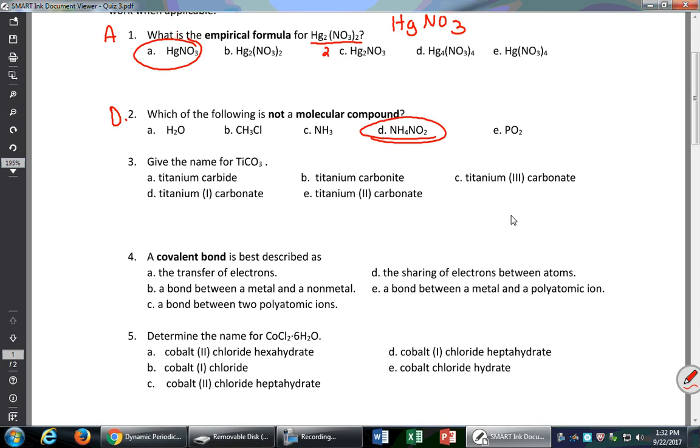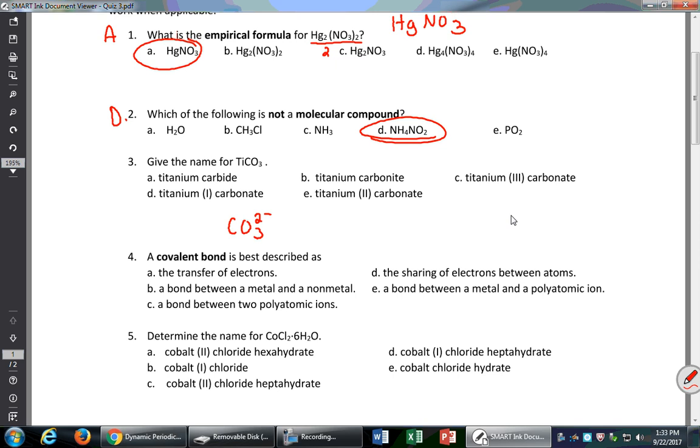Here we're looking at the name. First off, you should recognize we have a polyatomic ion, and that polyatomic ion is the carbonate ion. And again, I gave it to you for this particular quiz, but I won't always. But if you look up the carbonate ion, it's CO3 2-. So you need to know that.